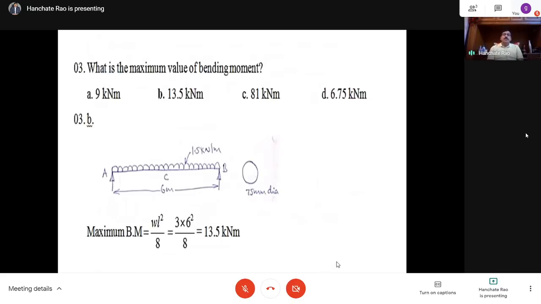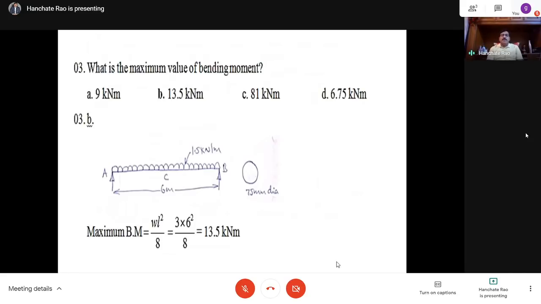A simply supported beam of span 6 meters is loaded like this. Okay, loaded with a load of intensity 3 kilonewtons per meter. So what is the maximum value of bending moment? It's having a 75 mm diameter, circular cross section. Okay, what is maximum bending moment?